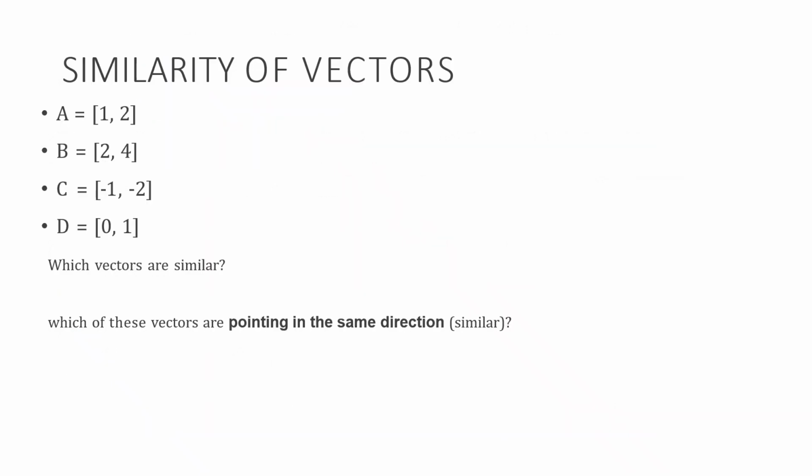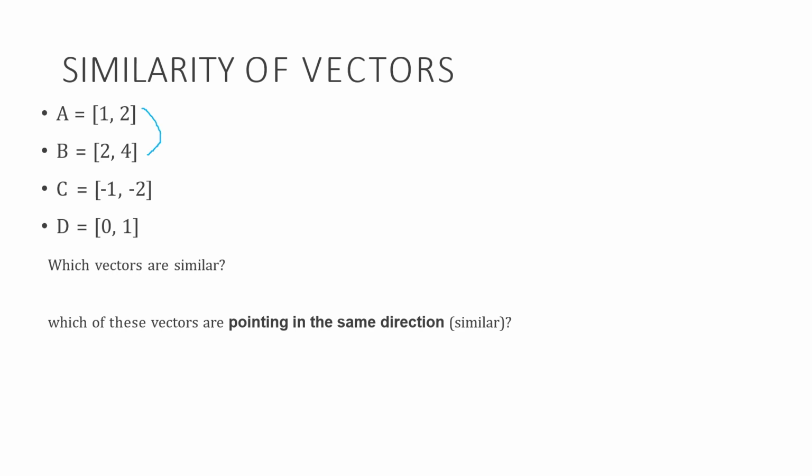Now, this question you can do as homework to find the similarity of vectors. So, you're given four vectors. You have to check which vectors are similar, which vectors are dissimilar, which vectors are orthogonal, and which are pointing in opposite directions. So, what you have to do is compute the similarity using the dot product as well as using the cosine similarity.